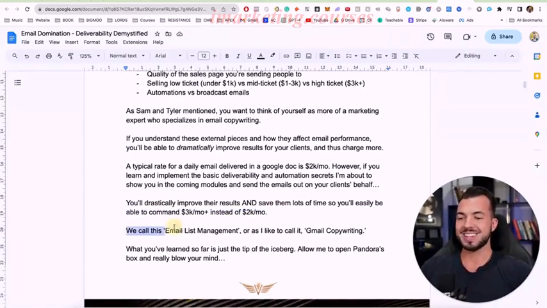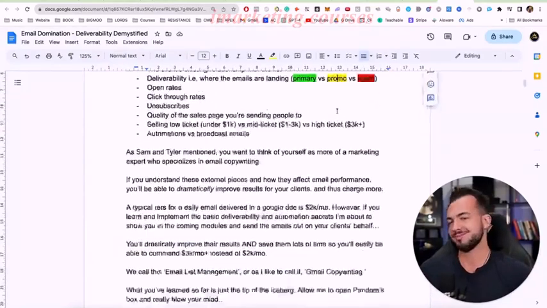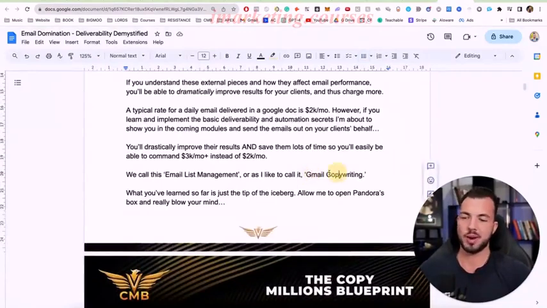Now we refer to this as email list management, or as I like to call it, Gmail copywriting. Okay, because Gmail is by far the biggest used email client. It's what the most amount of people use. And really getting emails in primary versus promo, that's like a Gmail thing. And it's a bit of a play on words. Email copywriting, Gmail copywriting. That's how that came about. Don't be confused. Really, it just means email list management.